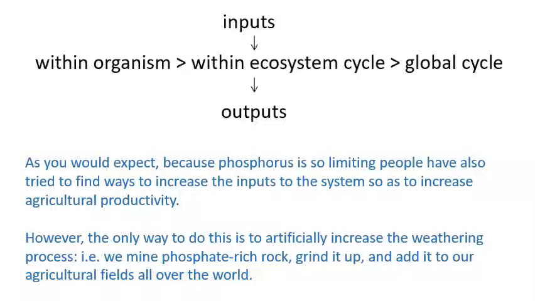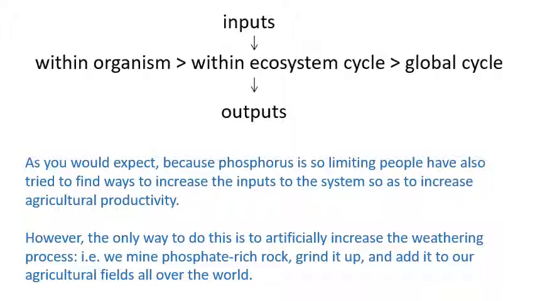So as you would expect, because phosphorus is so limiting, people have also tried to find ways to increase the inputs to the system, just as they tried with nitrogen. If you remember with nitrogen, one of the key ways people have found to increase the nitrogen inputs is through artificial nitrogen fixation, the Haber-Bosch process. And they did that to increase agricultural productivity. But there's no point in fertilizing with nitrogen if you don't have enough phosphorus, because you still won't increase productivity. So people have looked at ways to fertilize with phosphorus.